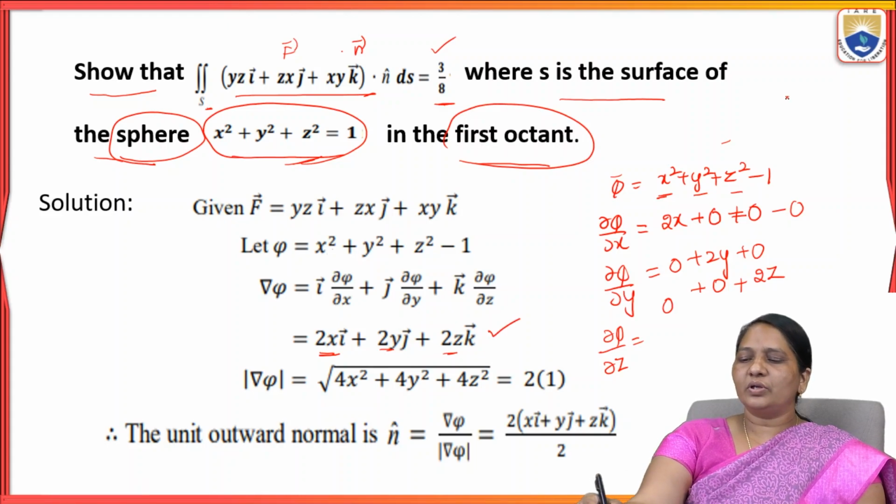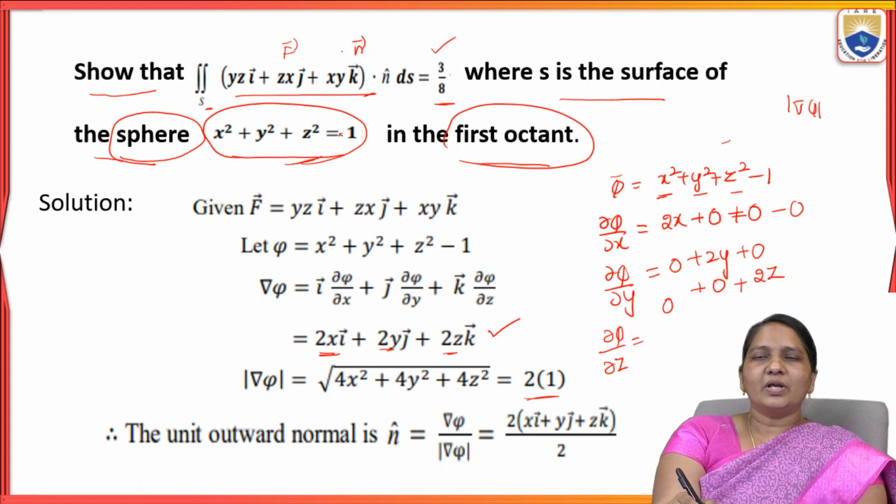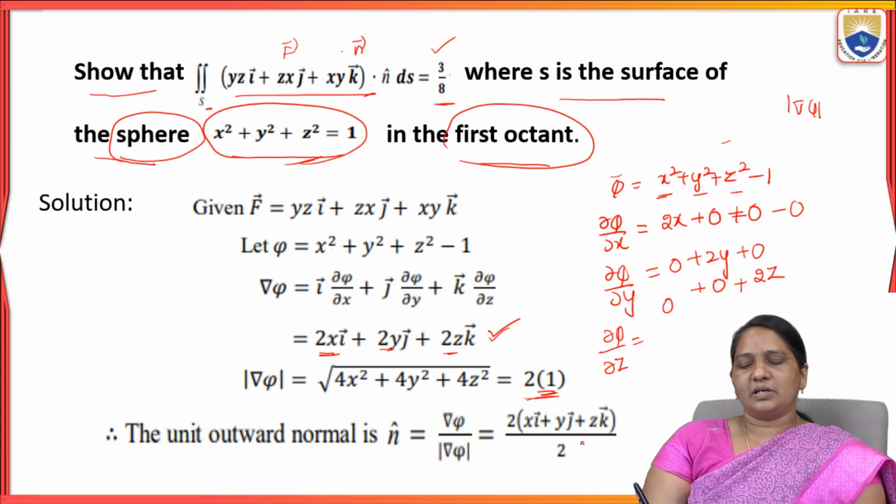Now we calculate the modulus of del phi to evaluate n. What is the modulus of del phi? Square root of 4x square plus 4y square plus 4z square. When simplifying, taking 2 out, we already have x square plus y square plus z square equal to 1, so this value is 2. So n cap equal to del phi by modulus of del phi, which is 2 into xi plus yj plus zk, divided by 2. This is the n value.